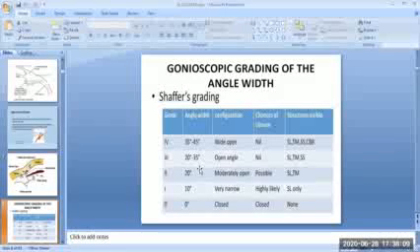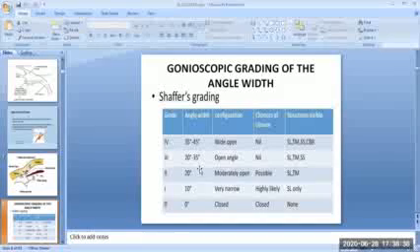Then in grade 2, the angle width is 20 degrees and the configuration is moderately open, and closure of the angle of anterior chamber is possible. Only two structures will be visible, that is Schwalbe's line and the trabecular meshwork. In grade 1, the angle width is 10 degrees and the configuration is very narrow. Closure of the angle of anterior chamber is highly likely, and the structures visible will be Schwalbe's line only.